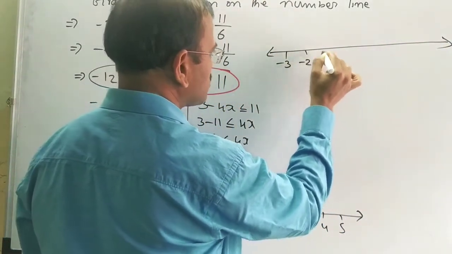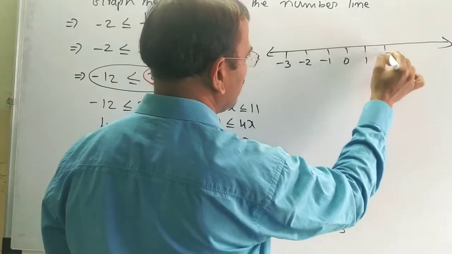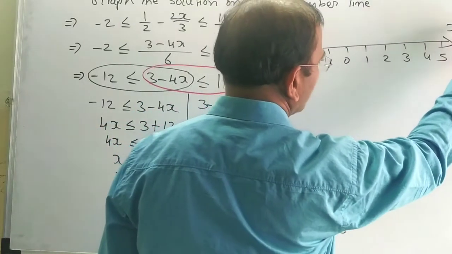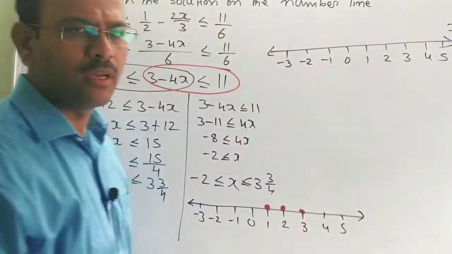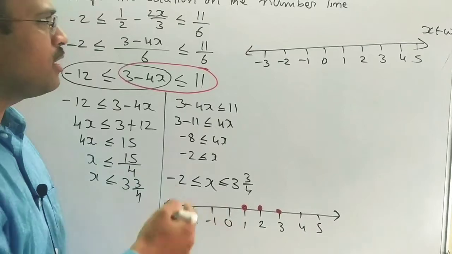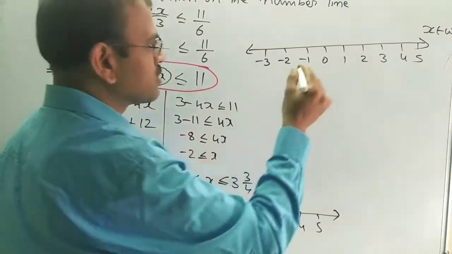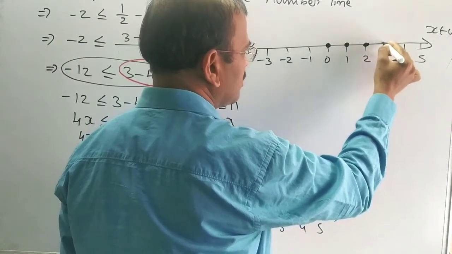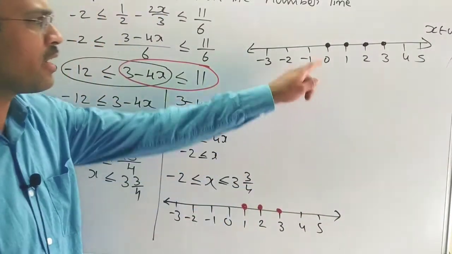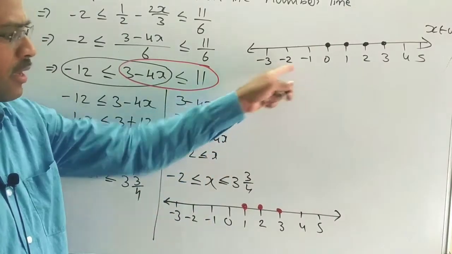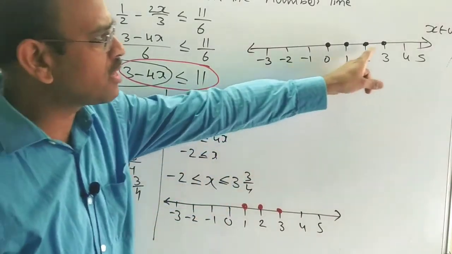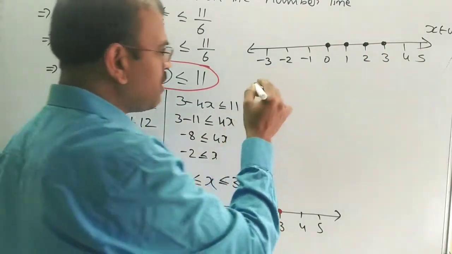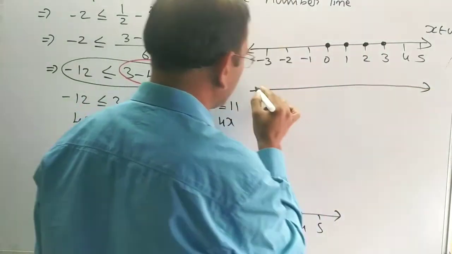-3, -2, -1, 0, 1, 2, 3, 4, 5. Now, if I consider x belongs to whole numbers, what are the whole numbers I am going to consider? The whole numbers start from 0, so 0, 1, 2, 3. Whole numbers don't contain the negative part, so we ignore it and the fractional part. Now the same number line I will show you for the integers.